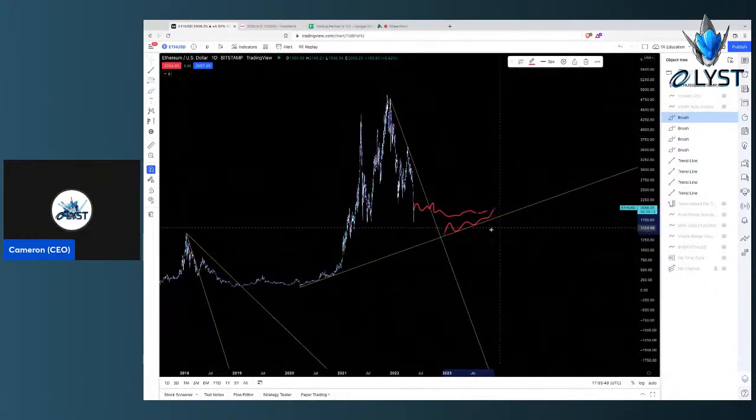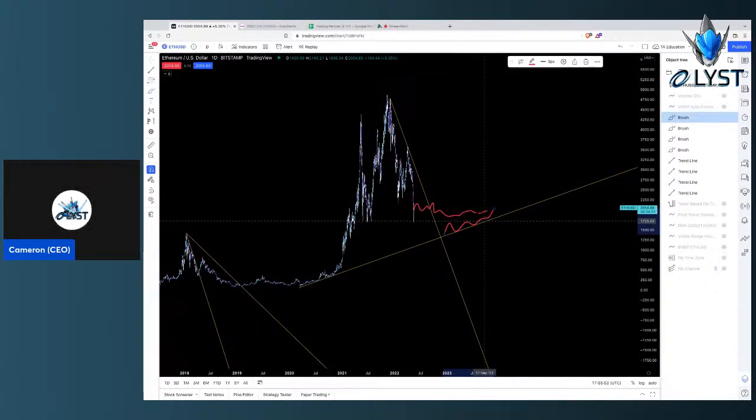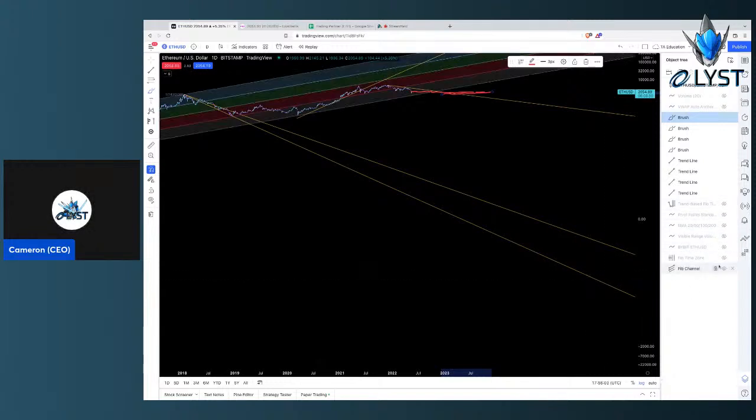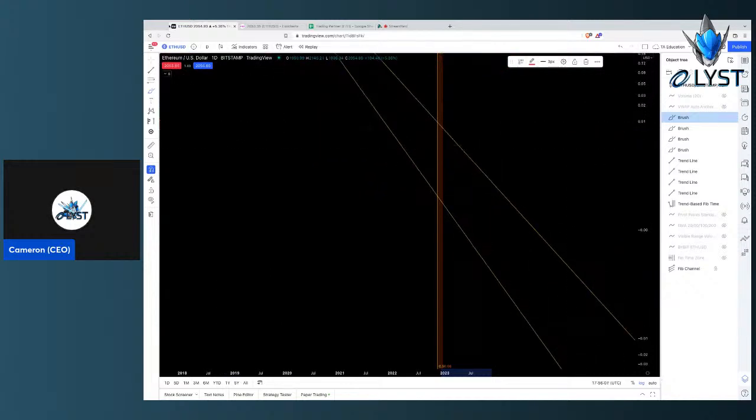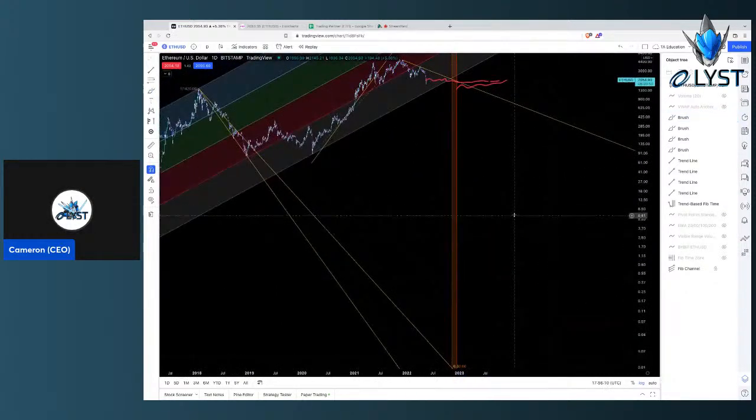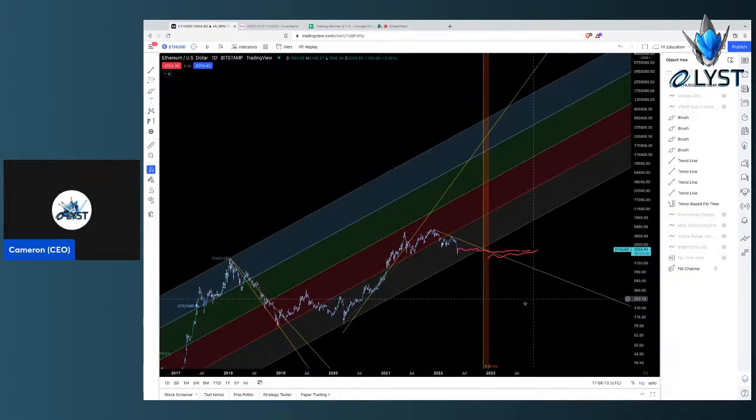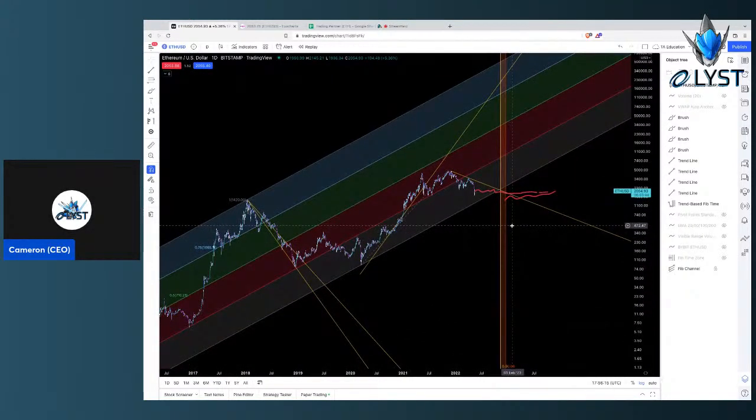We maintain that, and we have some time fibs for the July of 23, right? That's a long ways out, but we absolutely do on this fib channel. And I'll put on my fib thing right here. Sorry, I know I'm putting a lot of lines up here, but look at this. We've got this time zone.